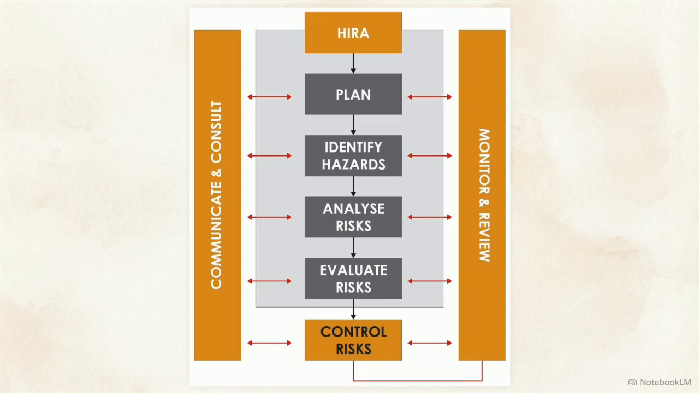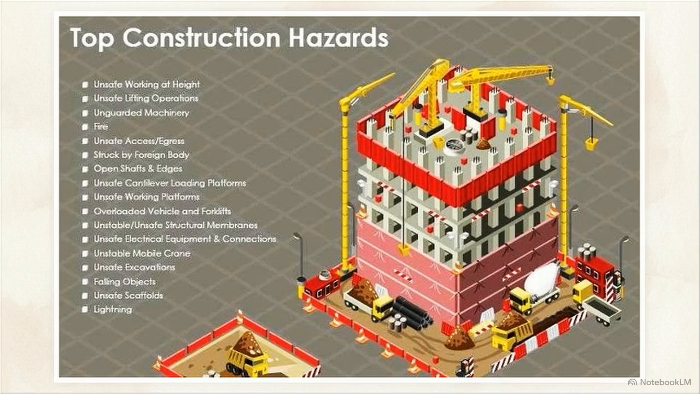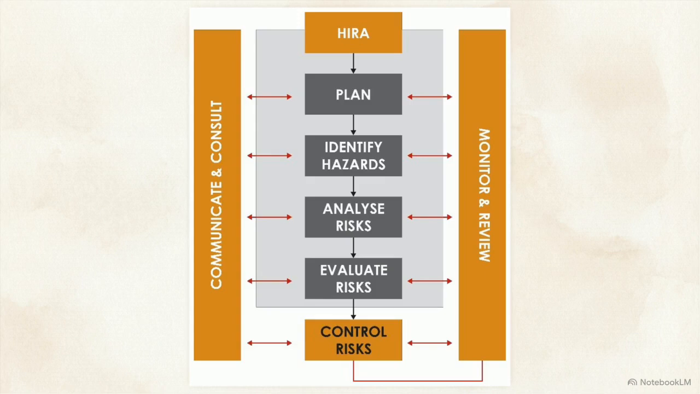Step 1 requires establishing a plan to determine the scope of the assessment. Step 2 focuses on physical hazard identification, where safety teams locate specific danger points within the operation. This graphic illustrates a standard construction environment. Identifying hazards means logging open shafts, unsafe scaffolds, and unguarded machinery operating in this space. Once the sources of harm are logged, the process advances to steps 3 and 4, analyzing and evaluating the risks attached to those identified hazards.